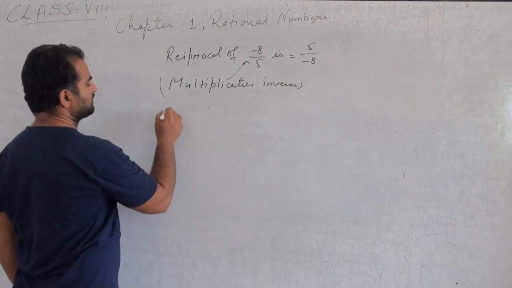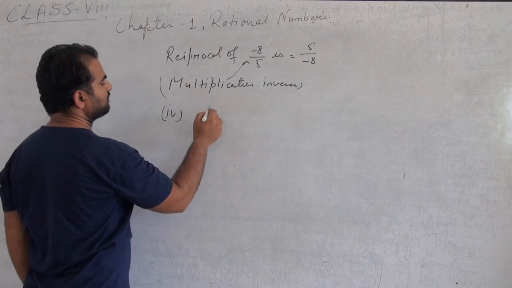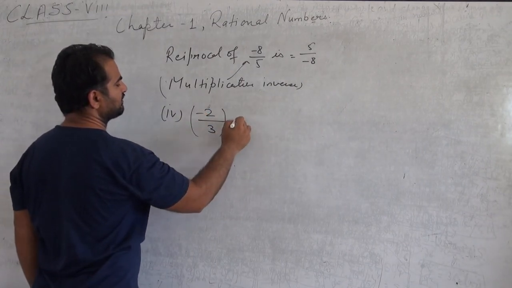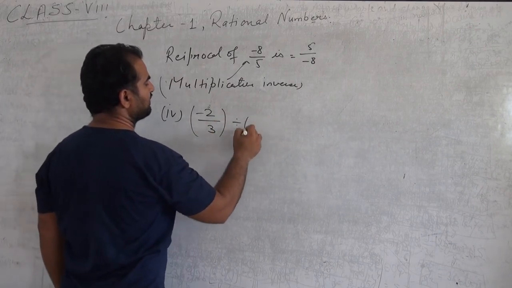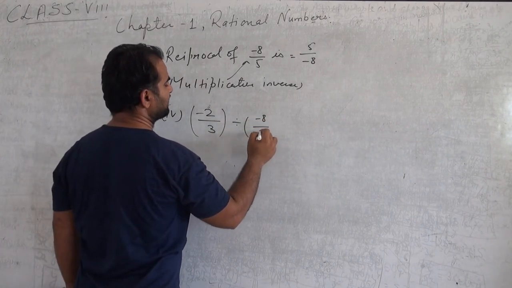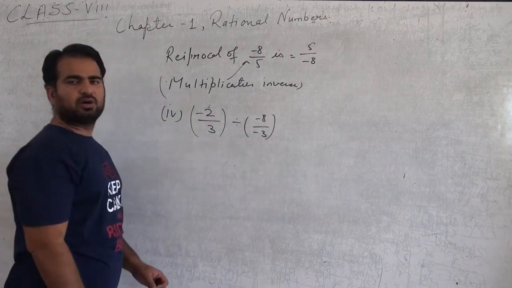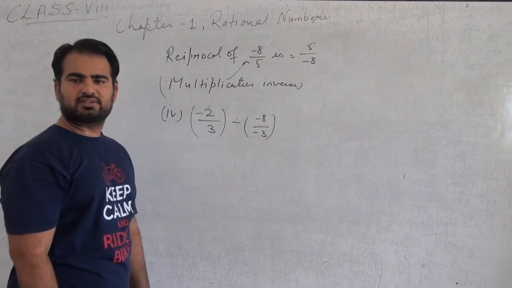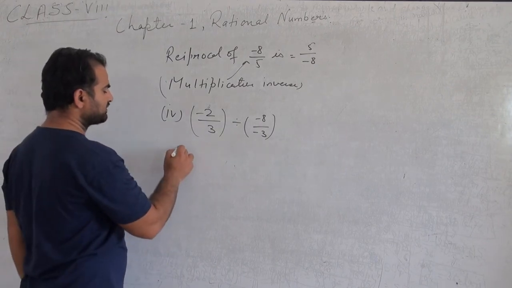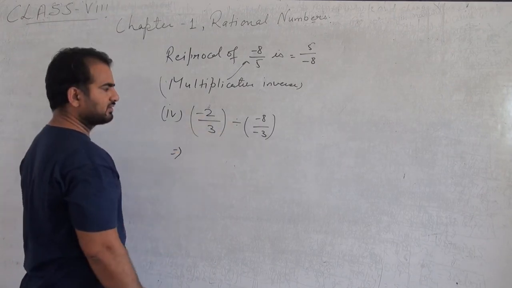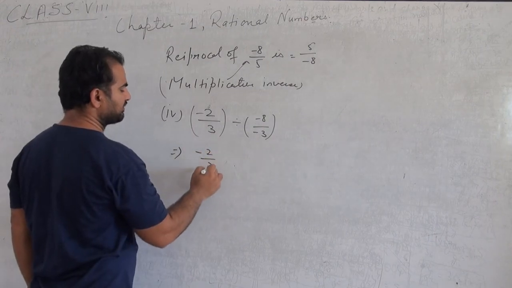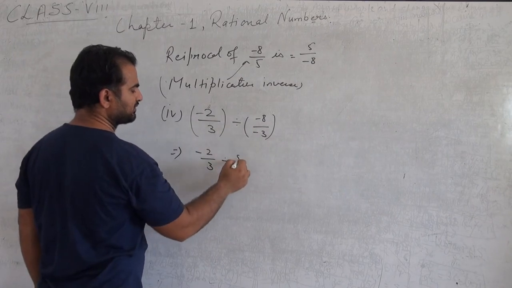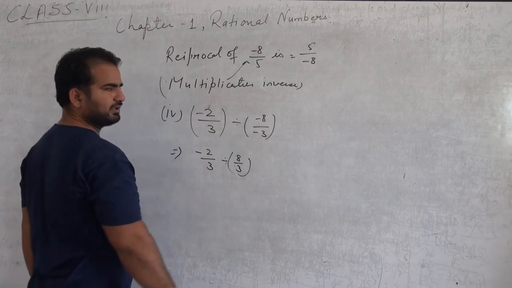Okay, so question number 4, how to divide minus 2 by 3 by minus 8 upon minus 3. First of all, what we have to do is get rid of these signs. So it will be minus 2 by 3, divided by, minus and minus will be positive, so it will be 8 by 3.